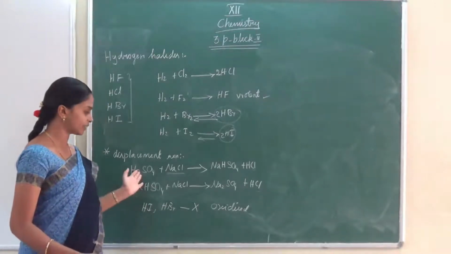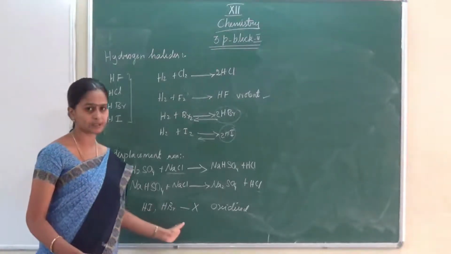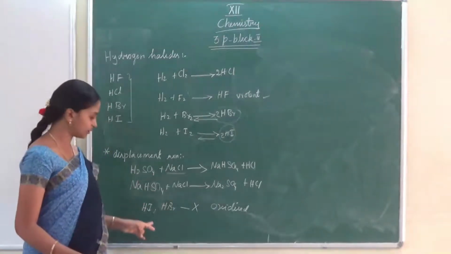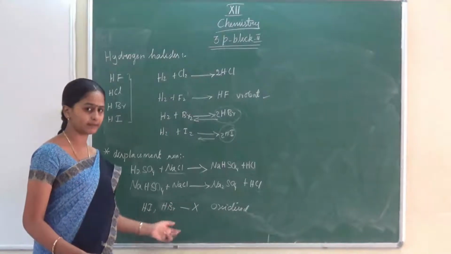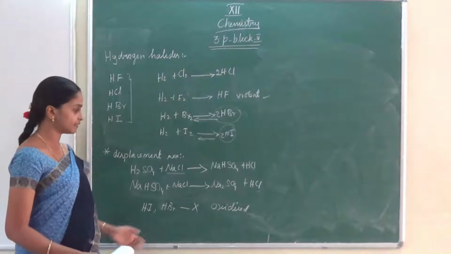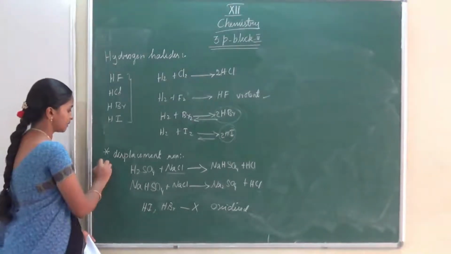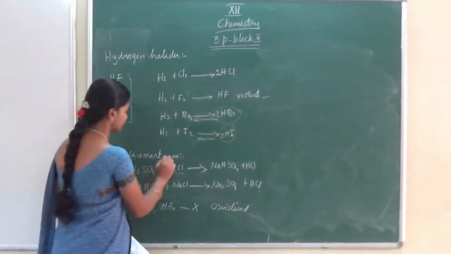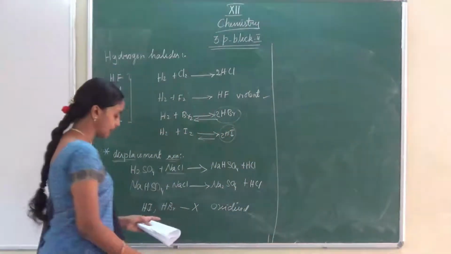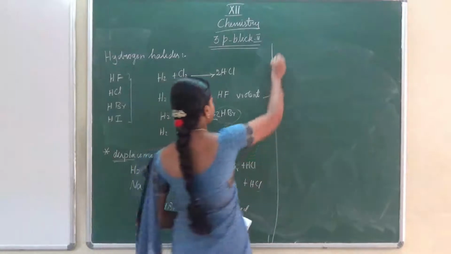When we treat with sulfuric acid, it will undergo oxidation and we will get the diatomic molecule, that is I2 and Br2. We cannot get HI or HBr. Okay, that is the reason. So the second method is displacement reaction. The next one, what are the other methods to prepare hydrogen halides? The next one is hydrolysis.